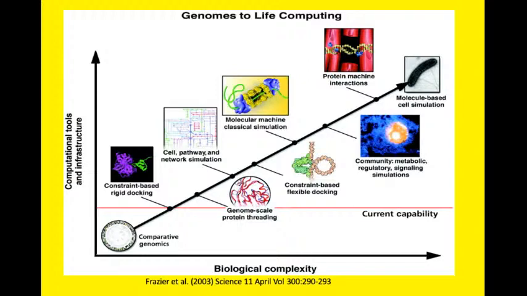Then comes cell pathway network simulations, which you do with simulation software. Then constraint-based flexible docking. Then comes molecular machine classical simulations with the help of software, very complex software you can use computationally. It's mainly for the computational biologists who are working there. So for them it is quite important. So in this way it's getting more and more complex at the end.